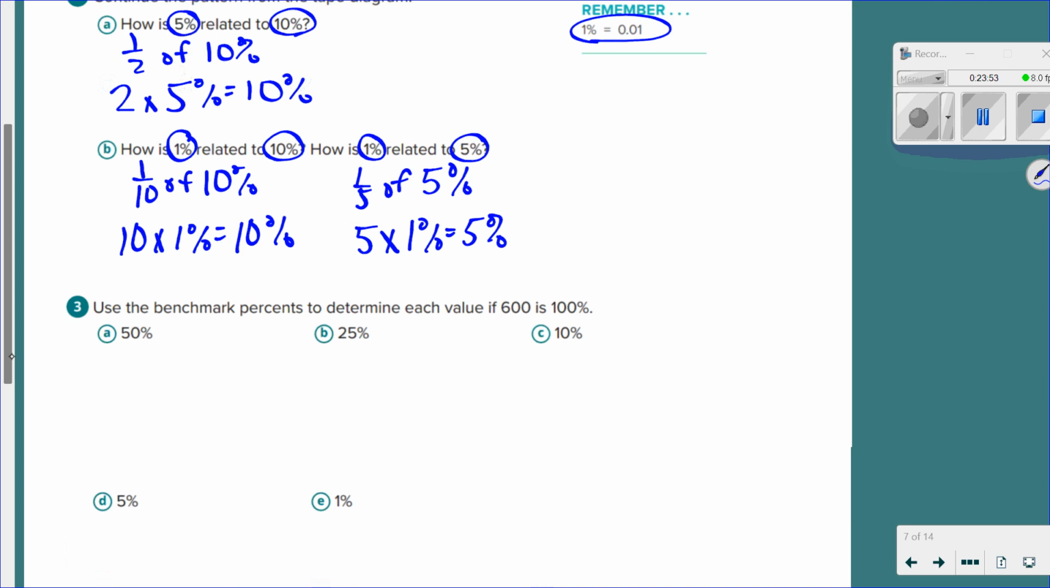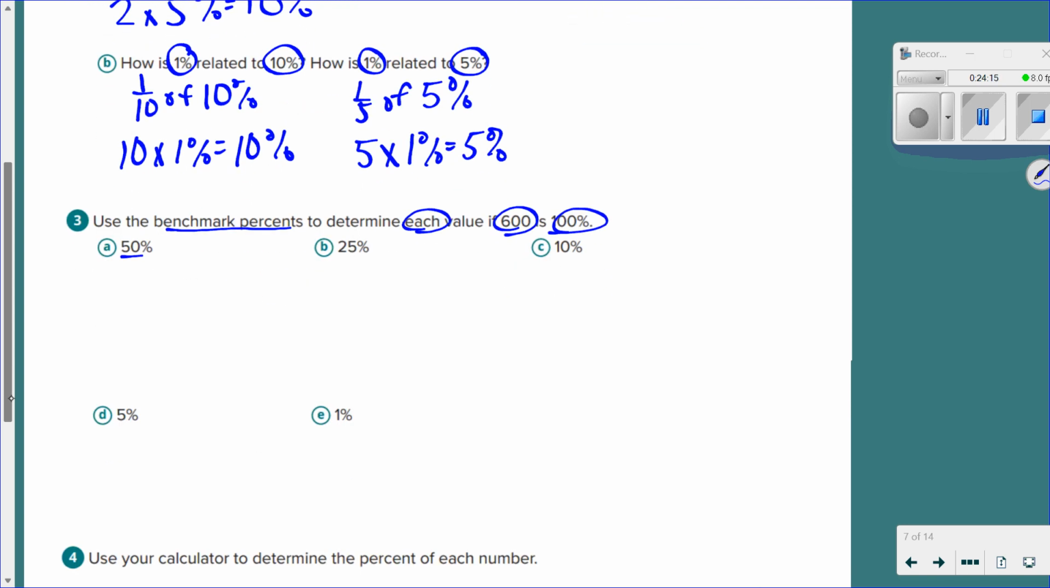Now let's look about using that thought process. So we're going to put actual numbers to it. We're going to use our benchmarks to determine each value, but our 100% is going to be 600. So in other words, I'm using 600 as my baseline. That's what 100% is. So now, how would I find 50% of 600? To me, the easy way is saying it's half of the whole thing, right? So half of 600 is going to give me 300. Does that make sense?